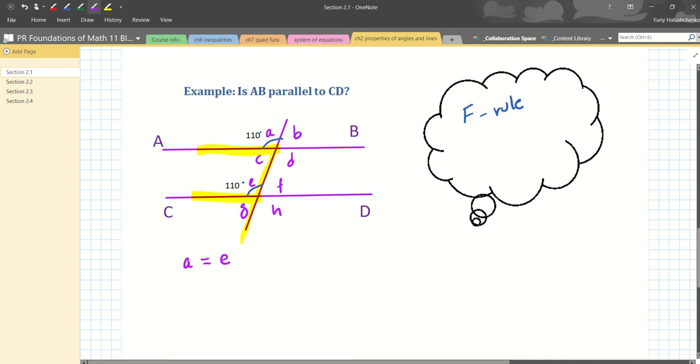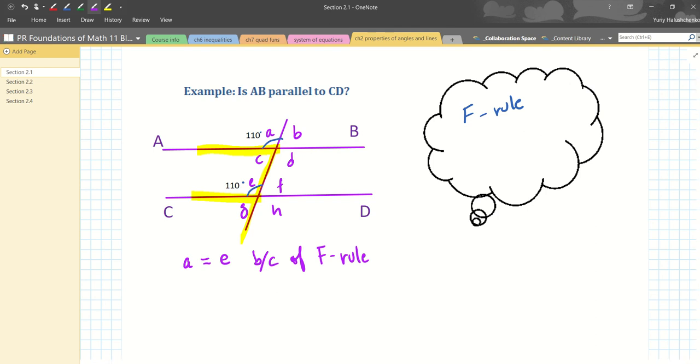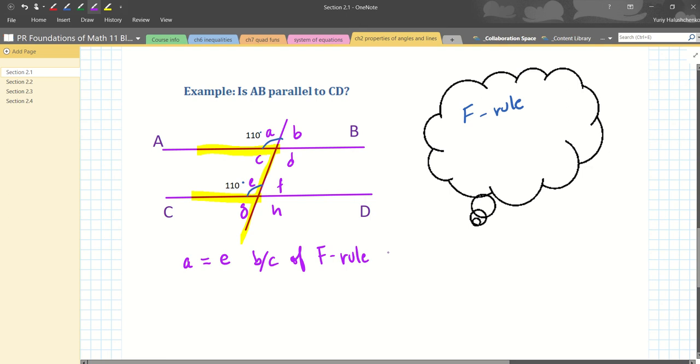And because of the F rule, we know that these two are corresponding angles, and therefore the lines have to be parallel. The lines AB and CD are parallel. Okay?